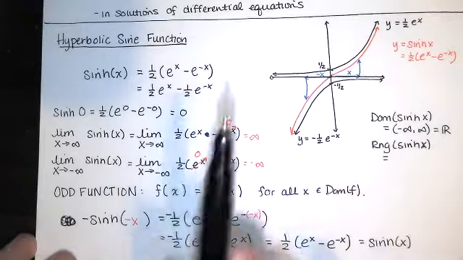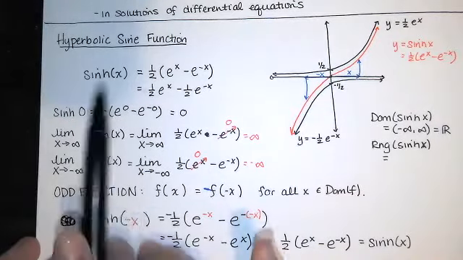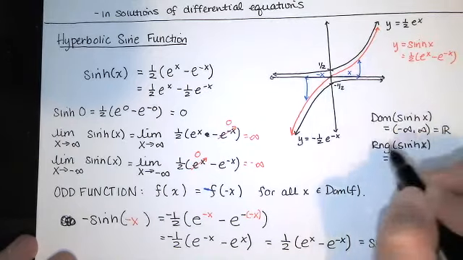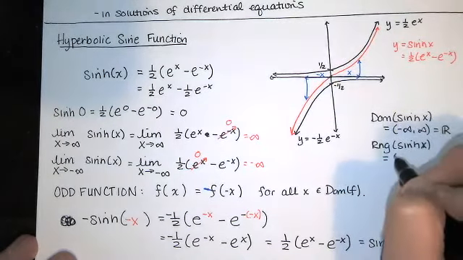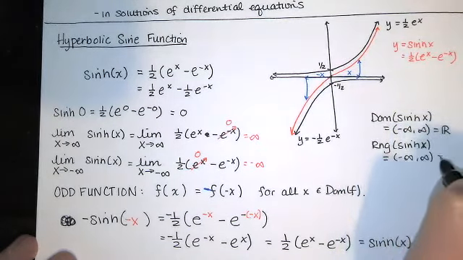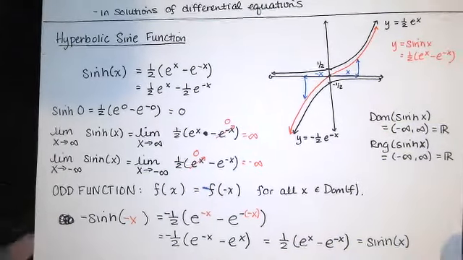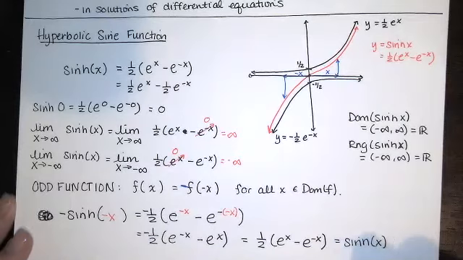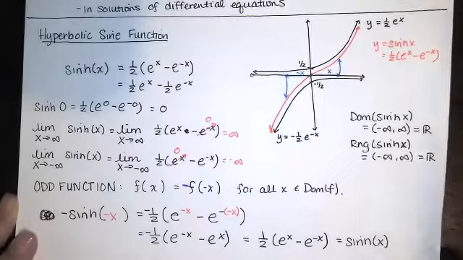That's okay. There is an analogy between hyperbolic functions and hyperbolas and trigonometric functions in circles that we'll look at in just a little bit. But the range is -infinity to infinity. It's all real numbers. So those are not analogous to the trig functions. Okay, so that's hyperbolic sine.